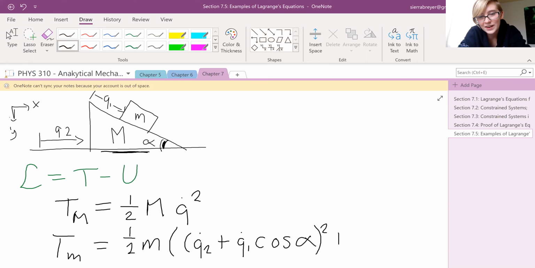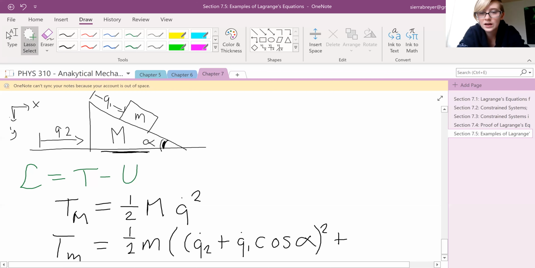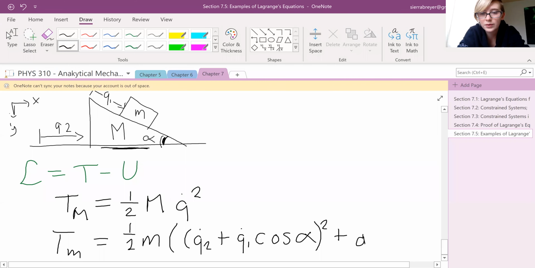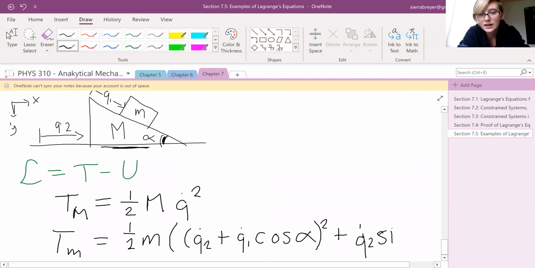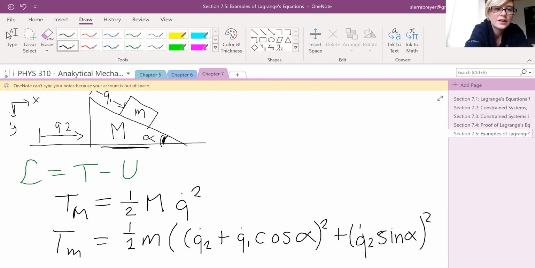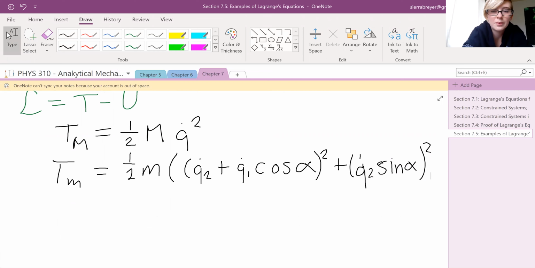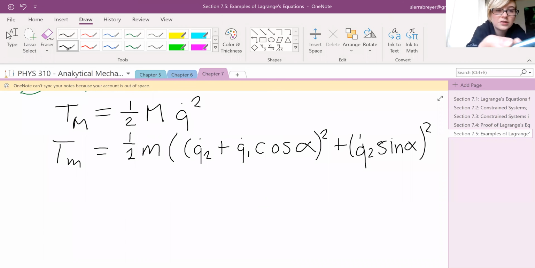And then the next deal here is that in the y direction, it's going to look a lot like that second point in the x, which is going to be Q1 dot, and this time sine alpha, and all of that is going to be squared. So I'm going to pull it down so we can follow what I'm doing. I'm going to write that out nicer now because it's gross.